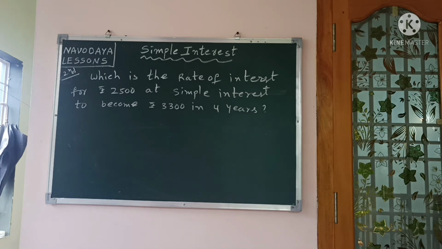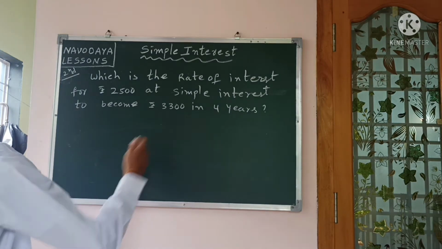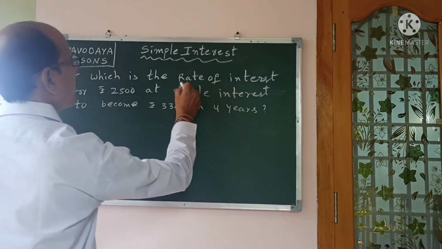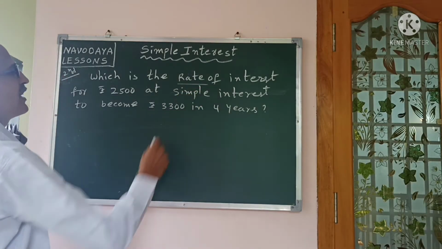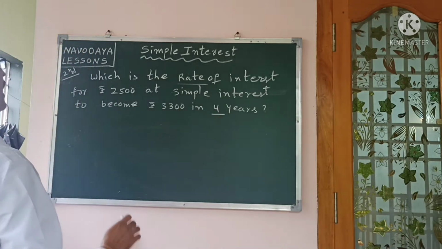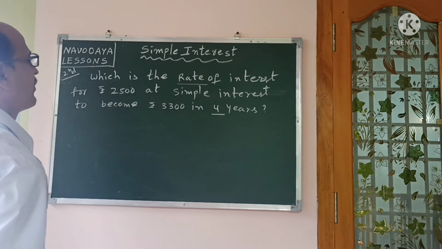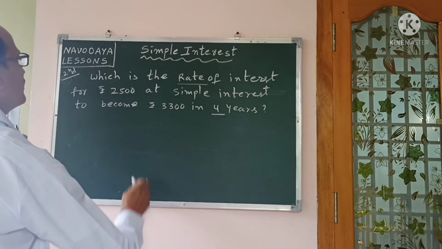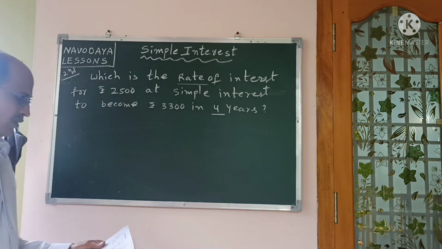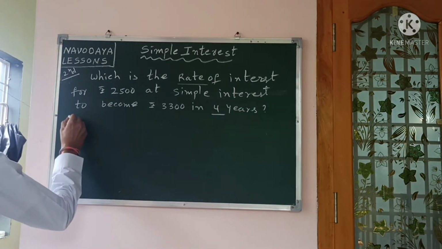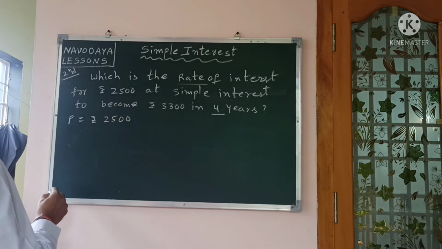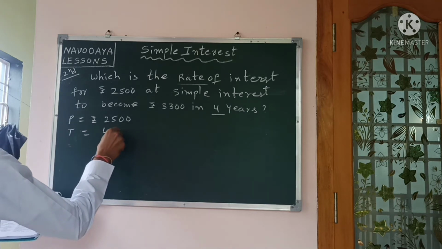First, what you have to find in this question? Which is the rate of interest? We have to find the rate of interest here. R is not given in this question, and time is given, 4 years. What is the principal here? 2500, and it becomes 3300. Now here P is equal to 2500. Time is equal to 4 years.